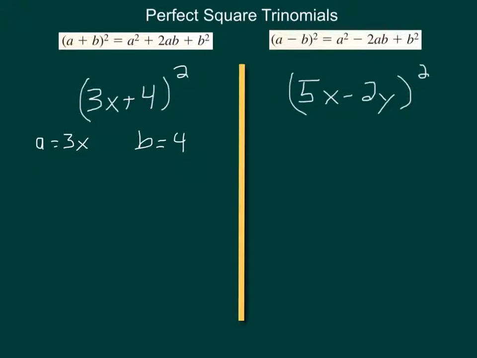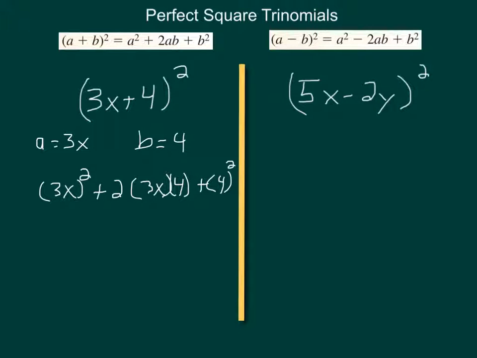And now I can just plug right in to this part of my equation. A squared is (3x) squared. I'm going to put that in parentheses. Plus 2 times a, which is 3x, times b, which is 4, plus my b squared, which is 4 squared.